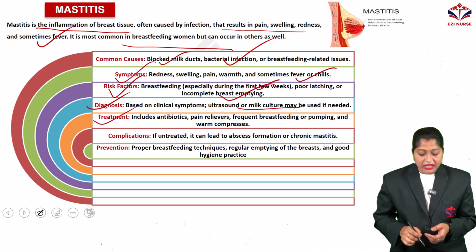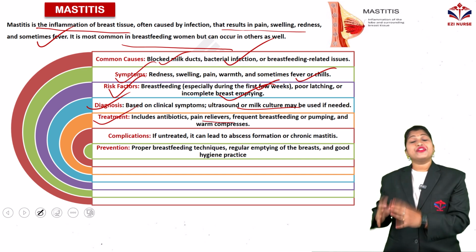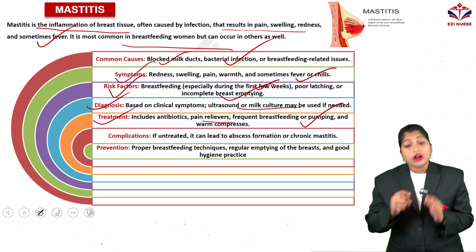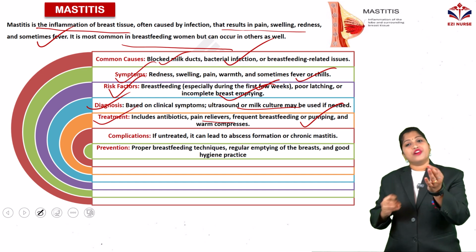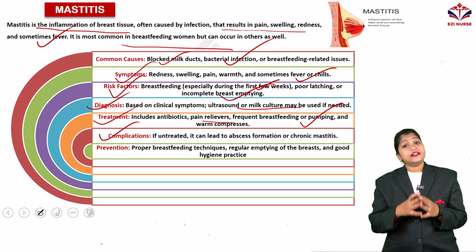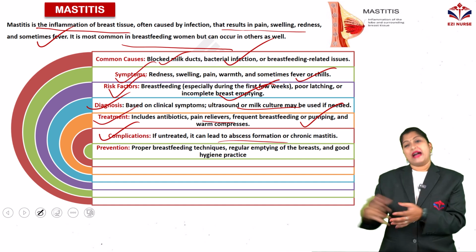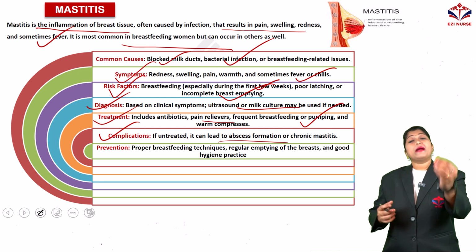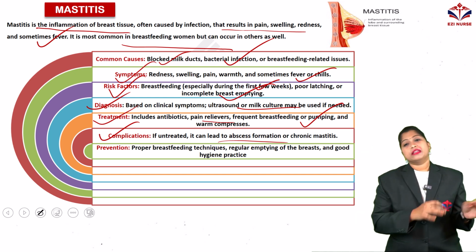And the next one is treatment. It includes the antibiotics, pain relievers, frequent breastfeeding or pumping is necessary, and warm compresses to the breast, which will give temporary relief for the mother. The next, complications. If it is untreated, it can lead to abscess formation or chronic mastitis, extreme inflammation of the breast tissues, or there might be pus formation in the breast tissues. So this can be the complication.